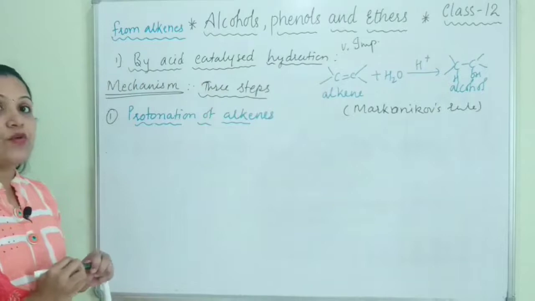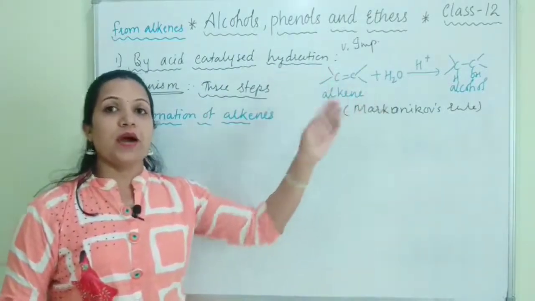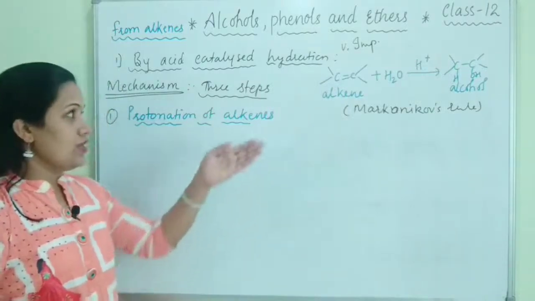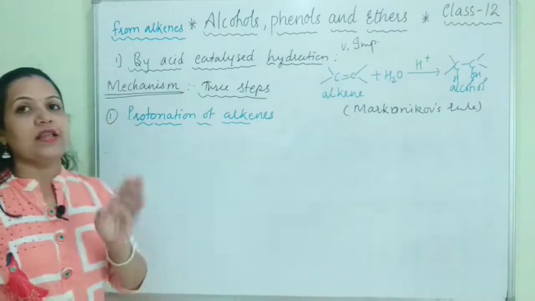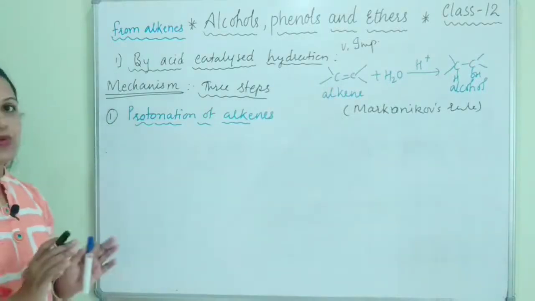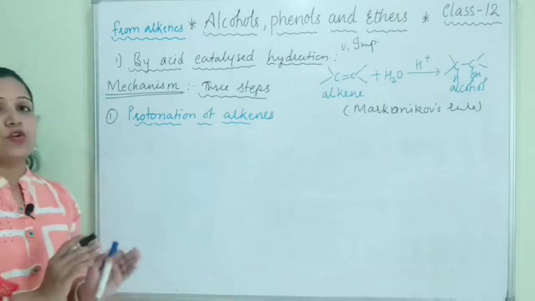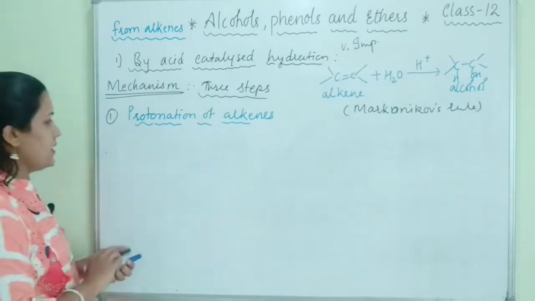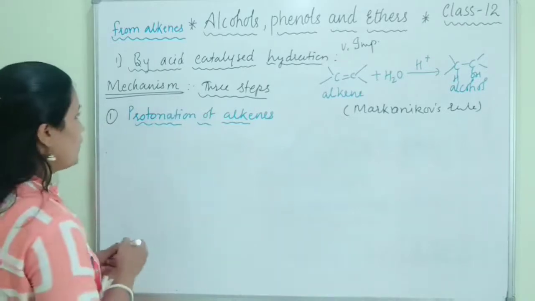Markovnikov's rule says that the OH, or the negative part of the adding molecule, goes to that carbon atom which has less number of hydrogens. That rule we know very well, and this is also occurring according to Markovnikov's rule. Now let's see its mechanism. The mechanism is the protonation of alkenes. How are we going to see that?